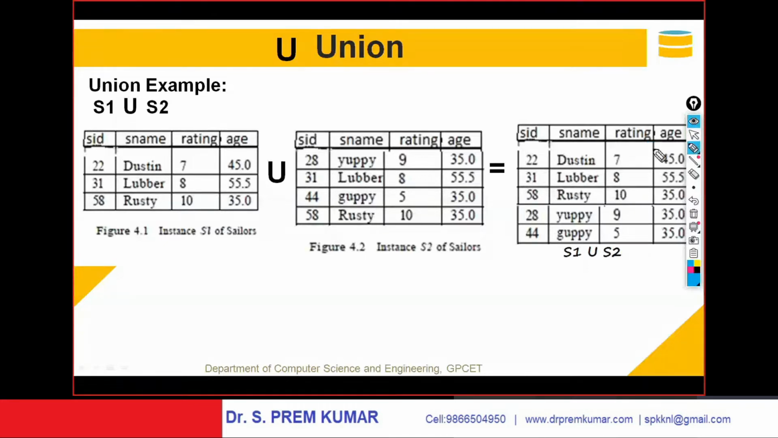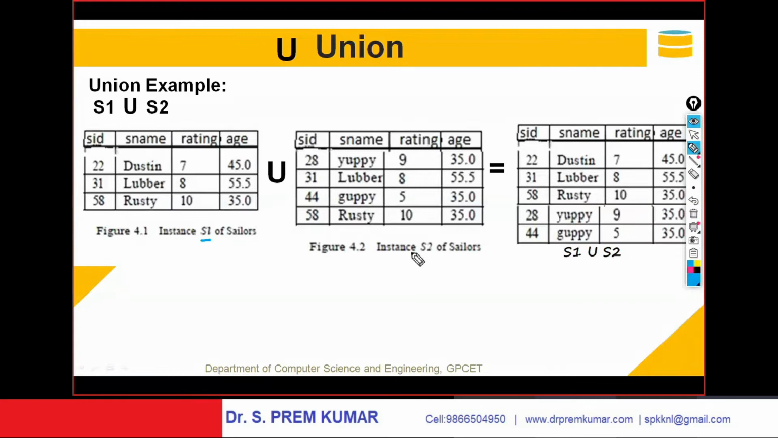Now observe this carefully: S1 union S2. This is S1. S1 contains 22, Dustin, rating 7 and age 45 years. Then 31, Lubber, the name of the sailor. These are the sailors who drive the boats. 31 Lubber, rating 8 and age 55.5. 58 Rusty, his rating is 10 and age 35.0. This is the data of S1.